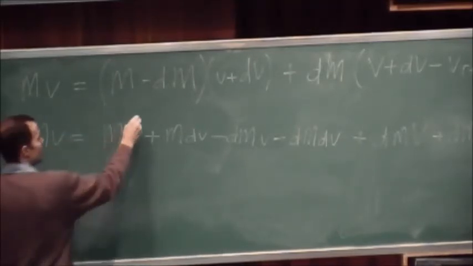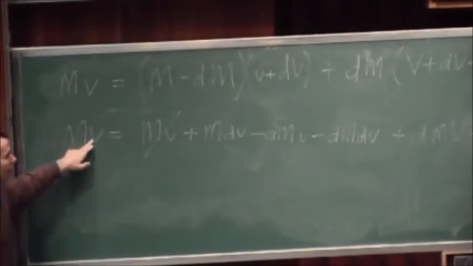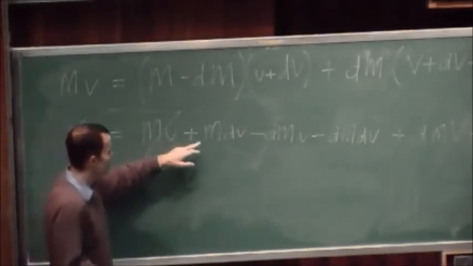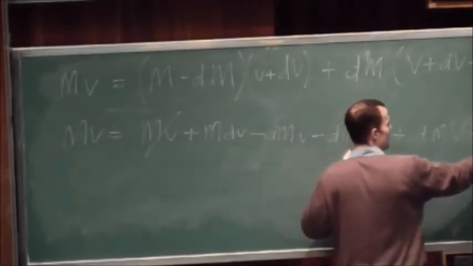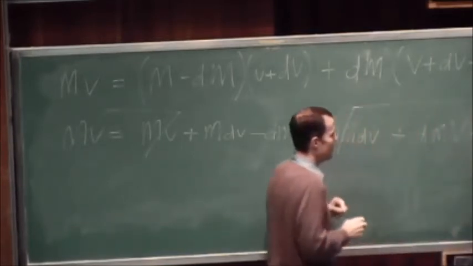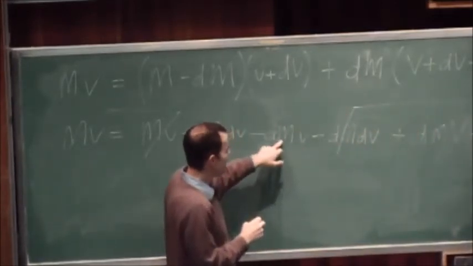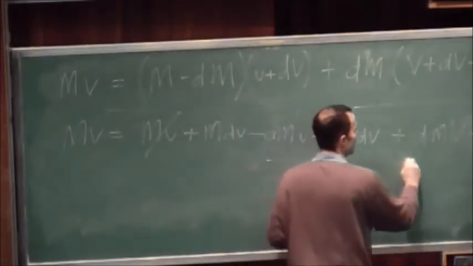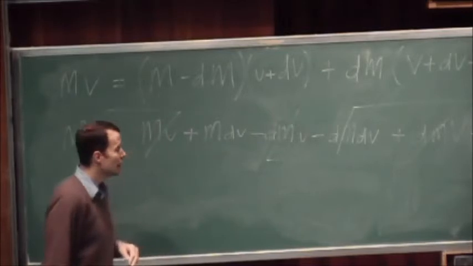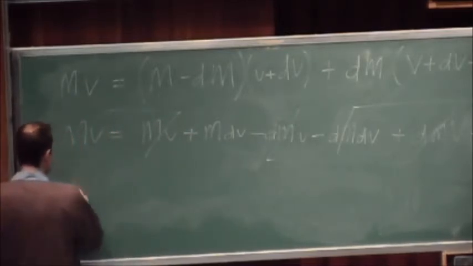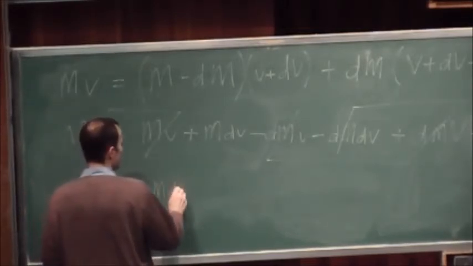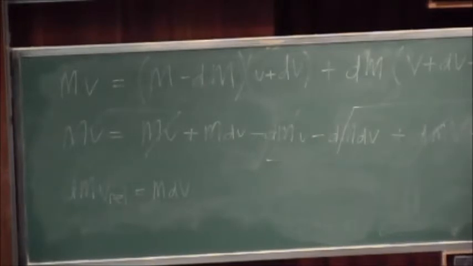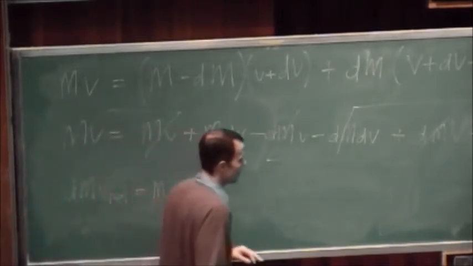Okay, so this mv and this mv cancel out. Those are the same thing on opposite sides, so those cancel out. Then we have a dm dv, a minus dm dv, and a plus dm dv, so I can cancel those out. Then I have a dm v, a minus dm v here, and a plus dm v here. And I'm left with dm v relative is equal to m dv. So that was a lot of math just to find out that we end up with this right here.